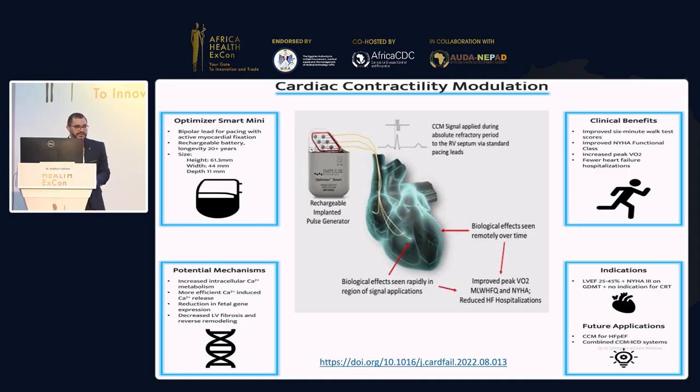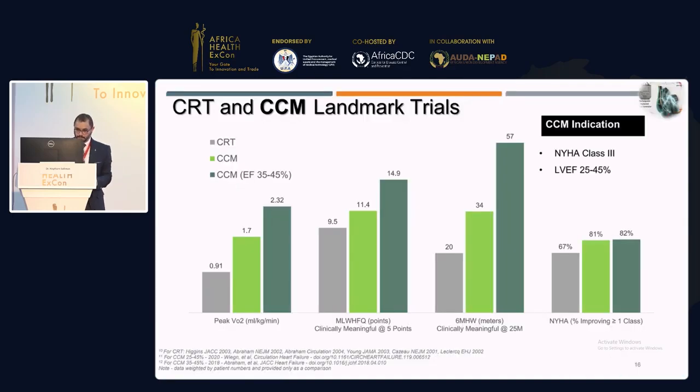Another device is a device that directly improves the contractility of the right ventricular septum, which is the cardiac contractility modulation. And cardiac contractility modulation improves the calcium inside the septum, so it increases the contractility, decreases the dyssynchrony between the right ventricle and left ventricle, and helps the patient in his symptoms, in the decongestion, and decreases the hospitalization of the patient. And when combined with CRT, the results are marvelous compared with each one alone.